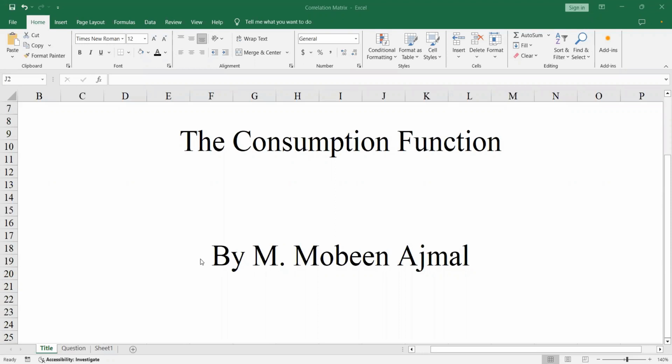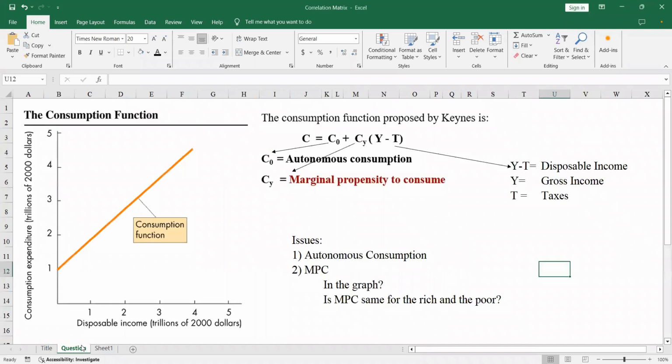Today I'm going to discuss the consumption function. The consumption function is an important concept in macroeconomics. It discusses the relationship between the income of a family or a person and how much of that income converts into consumption of that family or person.